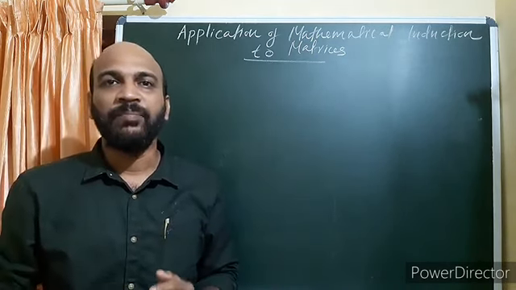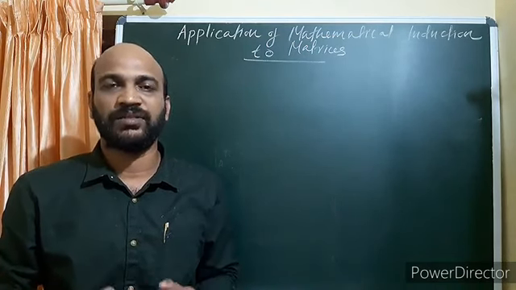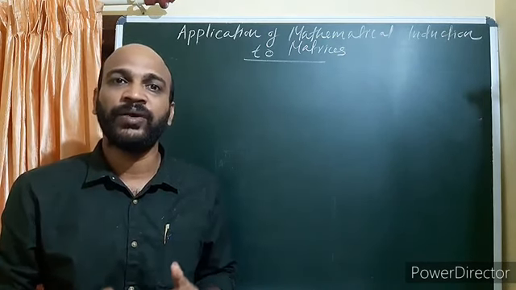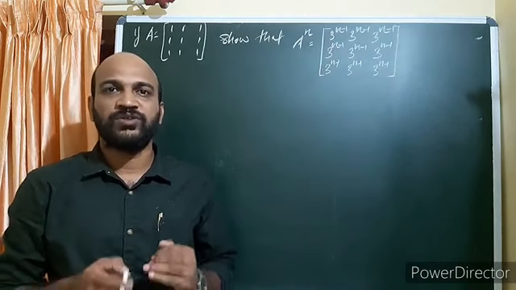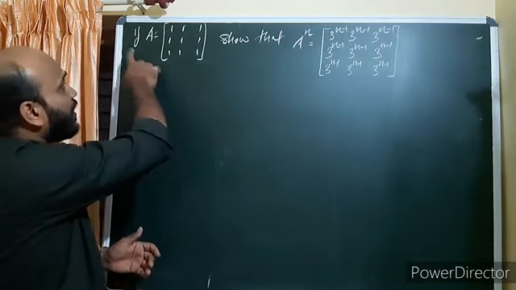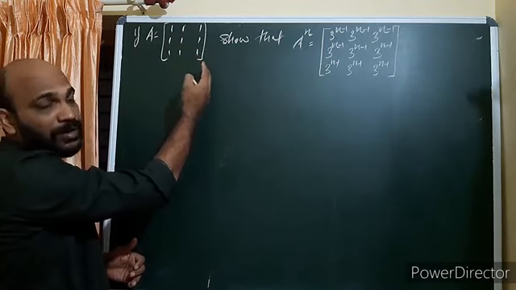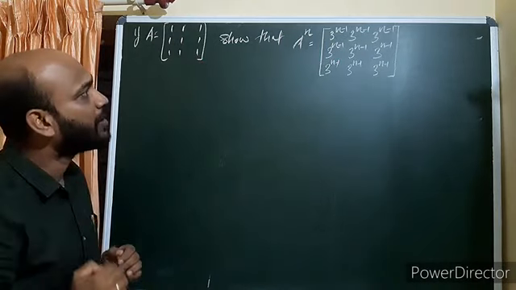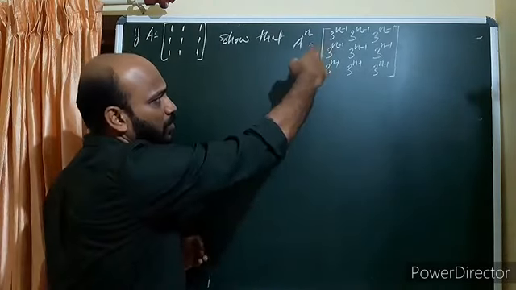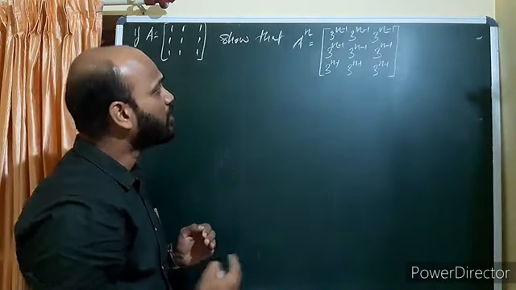In matrices also, you can expect some questions with expressions involving natural numbers that you have to prove by using mathematical induction. So you will understand when we are doing some questions. Consider one question. This type of question you can expect for 4 marks. If A equals a 3 by 3 square matrix with all elements 1, show that A raised to n equals a 3 by 3 matrix with all elements 3 raised to n minus 1. Now this result you have to prove.